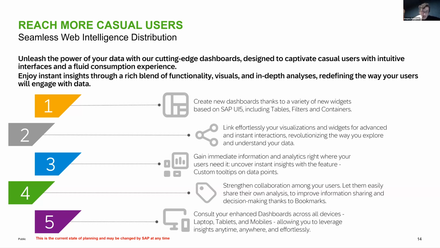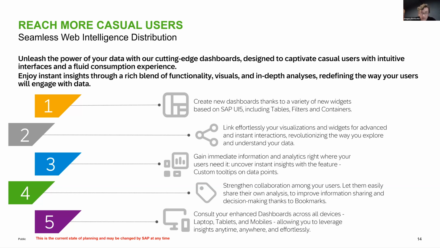The first thing is to deliver into Web Intelligence new widget types based on the SAP UI5 public library that you can all have a look at right now. This is to provide new table types, new filters in your dashboard, and new containers that you can use to create interactive dashboards. Once we have done these things, the second thing we are working on is to link all these widgets together. So this is to provide real interactivity and a new way to explore the data that your end users will have to create this new dashboard.